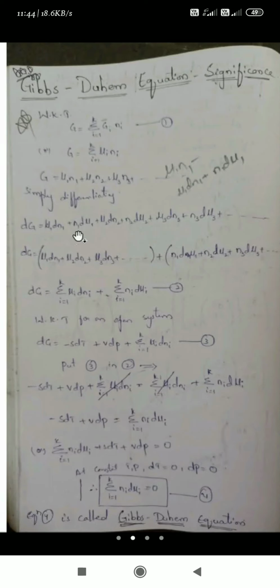Put the bracket. Collect all d mu1 terms to one side: n1 d mu1, n2 d mu2, n3 d mu3, and so on. Close the bracket here. Now after collecting all the terms separately, again put the summation. I can put all of this in the summation form now.